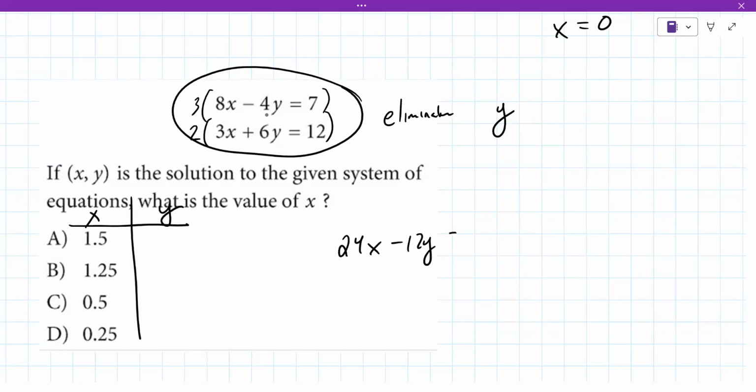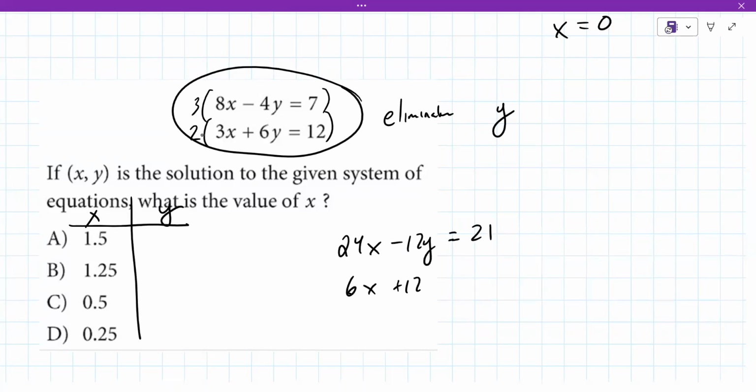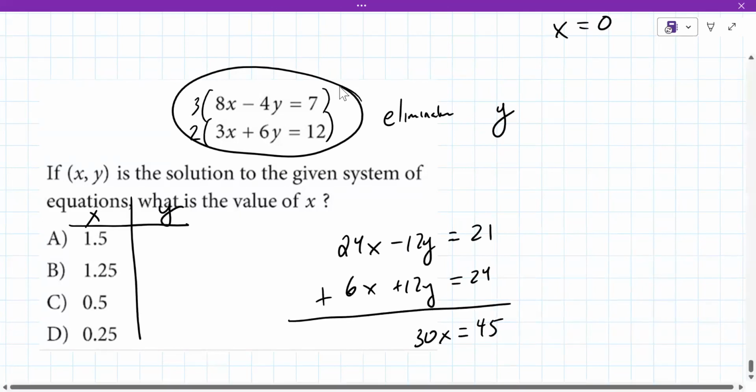24x minus 12y equals 21. You've got to multiply all of them, all three of them. And then 6x plus 12y equals 24. And you add them together. So that's 30x equals 45. Good news is you're solving, you got rid of y.